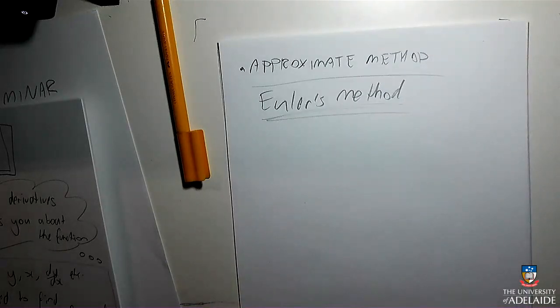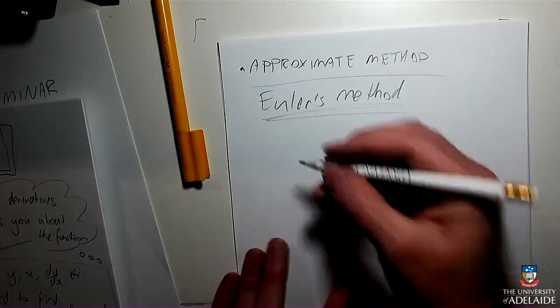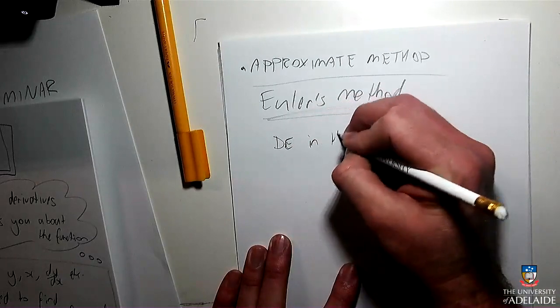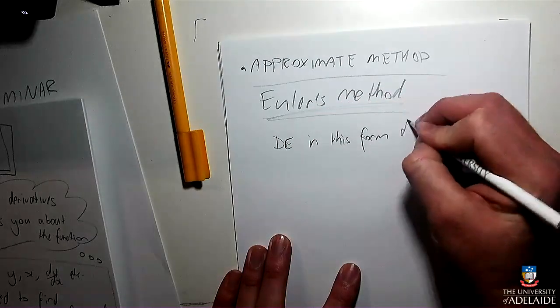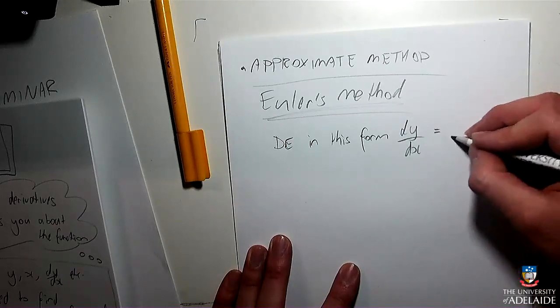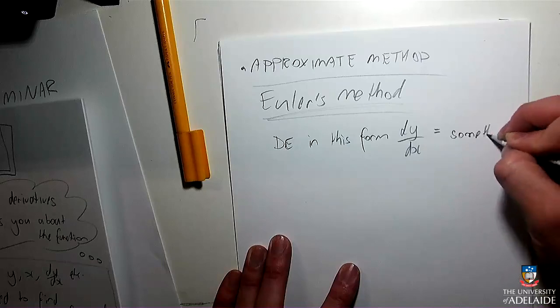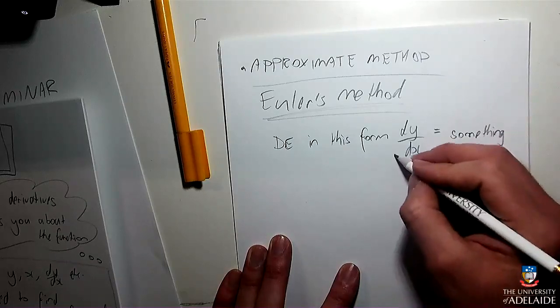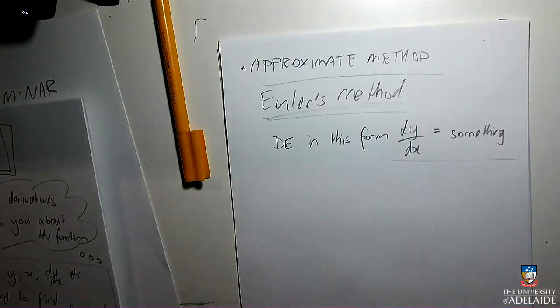So for Euler's method, you have to have your differential equation written in this form: dy/dx equals something. It doesn't matter what that something is. It can have x's and y's in it. As long as it's dy/dx equals, then you can use Euler's method. It's not hard to put something in that form, but it's important that it has to be in that form in order for it to work.